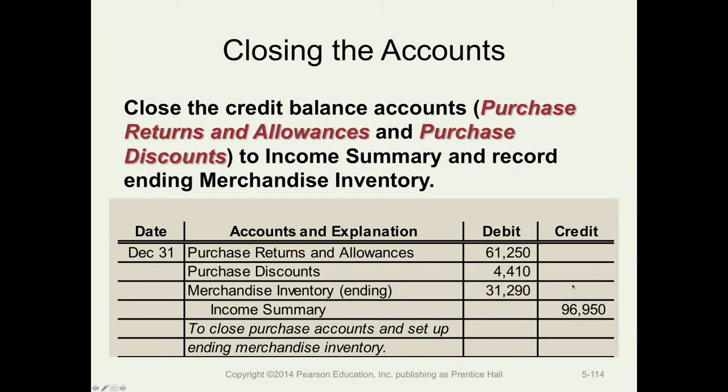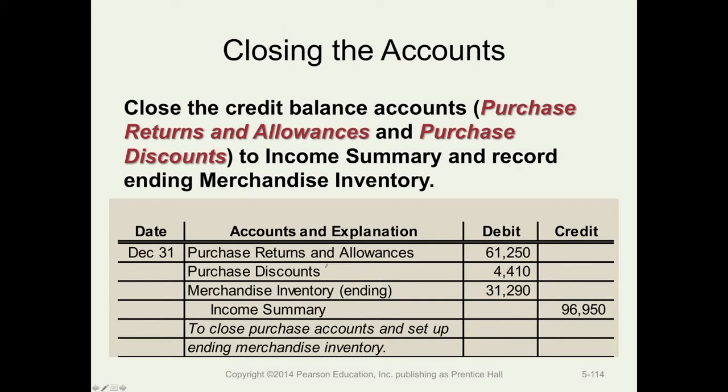So, to close these accounts, you would have to debit all of the contra accounts and credit income summary. What is also important is that you would have to put the ending inventory on your books at this point, unlike the perpetual system that has updated inventory records every day.